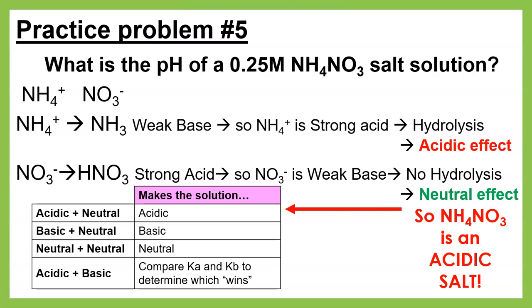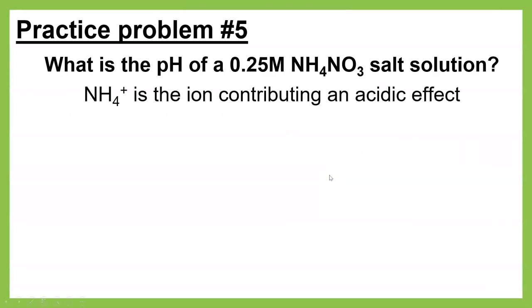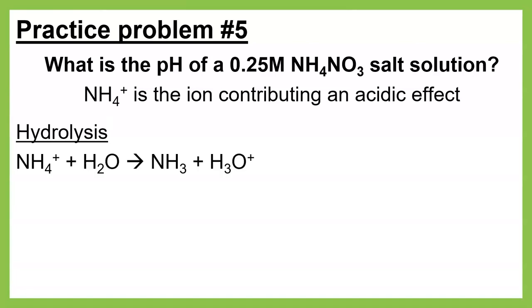Now that I know which ion is going to hydrolyze, I need to write an equation, okay? I need to write the hydrolysis for my ammonium ion reacting with water. Why don't you pause and try to write that chemical equation? Keep in mind it's acidic. So if this is acidic, it must be getting rid of a proton. And if it's reacting with water, that means water must take the proton. And we get that.